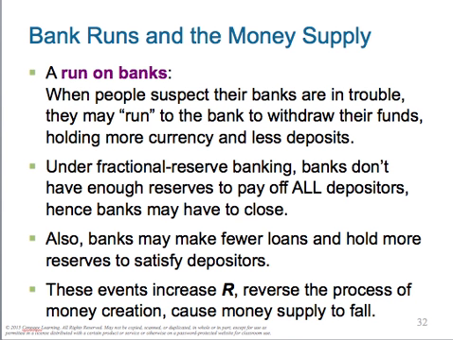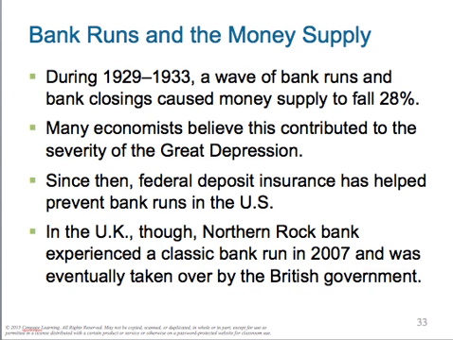Also, banks may make fewer loans and hold reserves to satisfy depositors. Economics is half psychological, and in psychology, we have a thing called expectations. So if you expect there to be a bank run, the bank's not going to loan as much money. If they don't loan as much money, there's not as much money to invest, and we're not growing. So expectations can affect your growth rate. These events increase R, which is the reserve ratio, and reverse the process of money creation, causing the money supply to fall. There's less money in circulation.